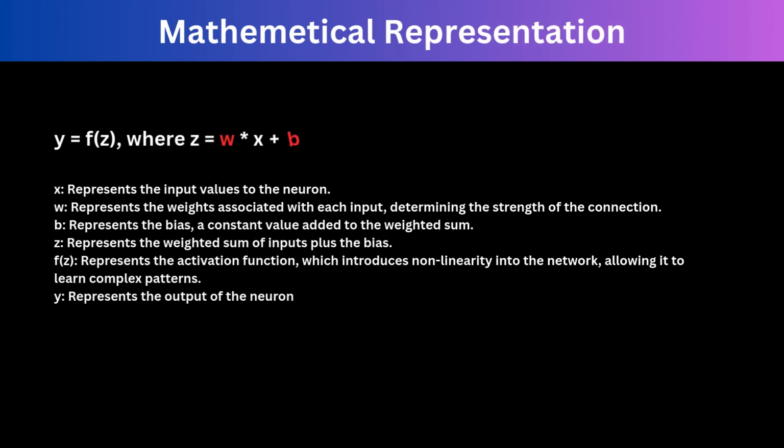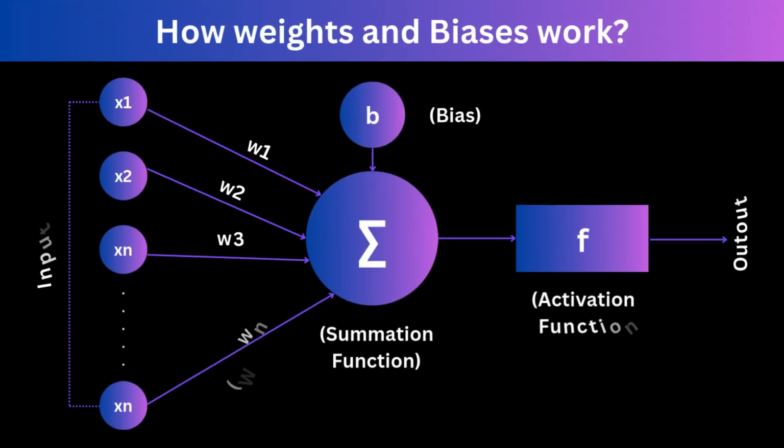Let's look at the example. Here, X represents input value, W represents the weight, whereas B represents bias. And the output value Z will be used for the activation function, which will determine the output of the neuron. Here we have a visual representation of the same example.